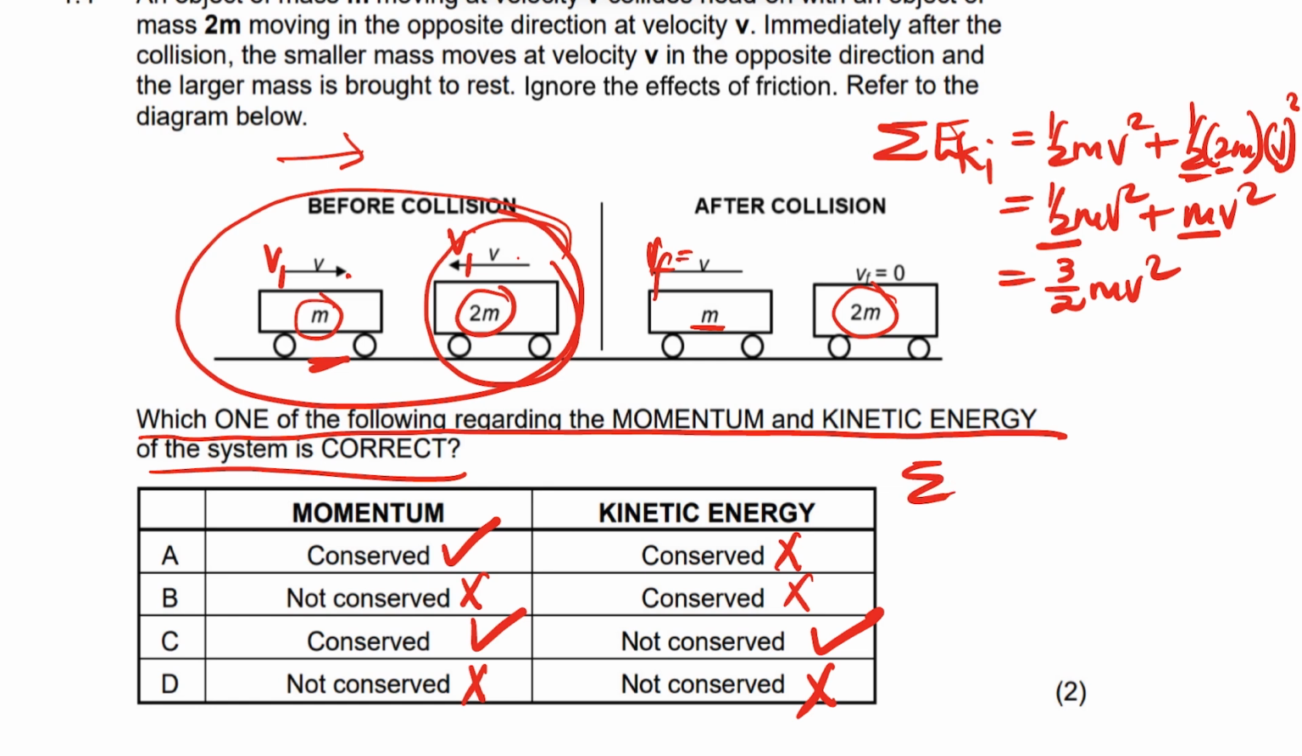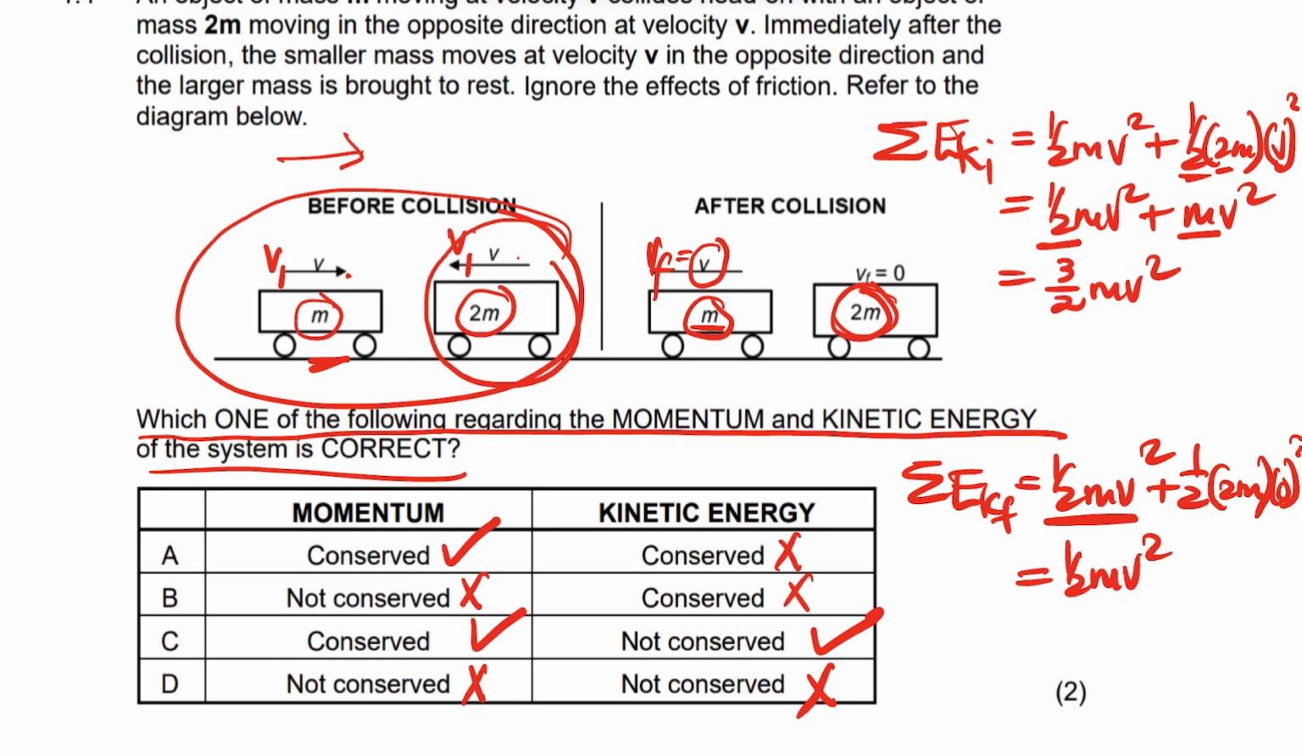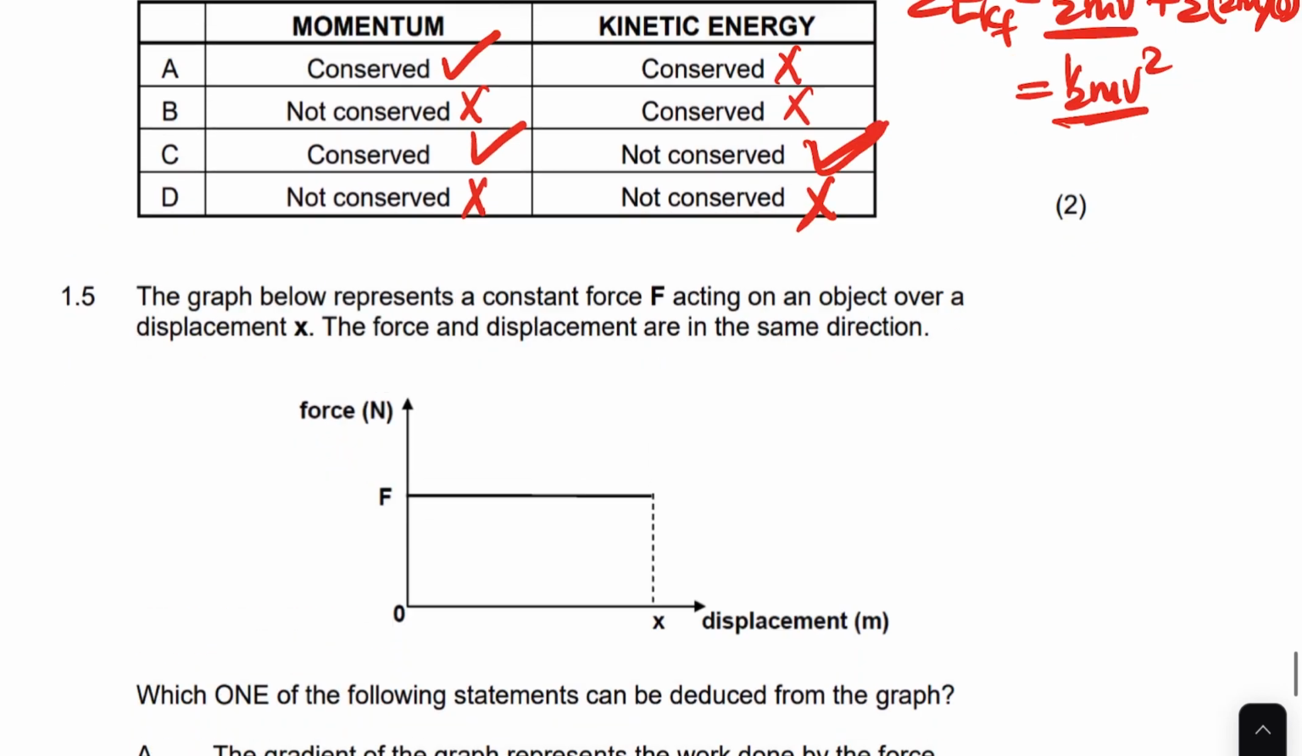Now let's look at the total kinetic energy after. It's half mv squared, because the mass is m and the velocity is v. And for object 2, it's half 2m, and the velocity is 0, so nothing remains. If you look there, the total kinetic energies are not the same, they are not conserved, but the momentum is conserved. That's why the answer is C.